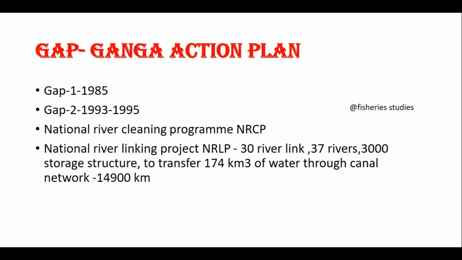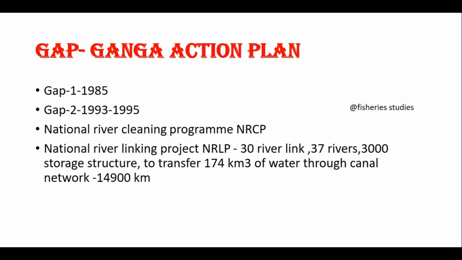GAP means Ganga Action Plan. GAP 1 was established in 1985. GAP 2 was during 1993 to 1995. NRCP is National River Conservation Programme. NRLP is National River Linking Project. Here most important is that in some previous year questions they have asked how many rivers are present in the National River Linking Project. Rivers answer is 37. River links answer is 30.